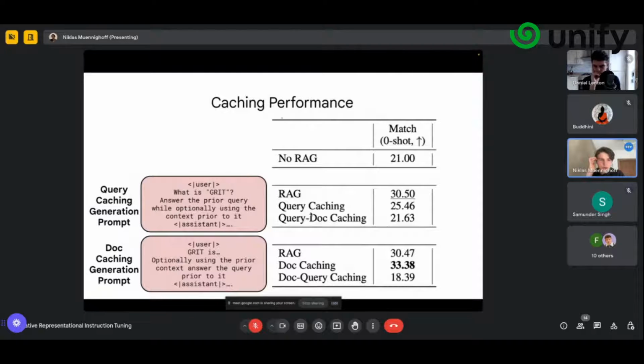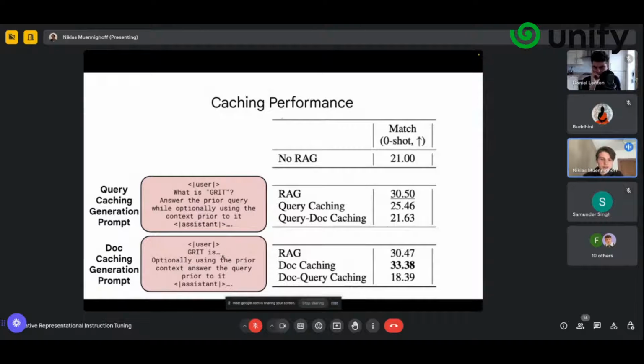First, it might help to take a quick look at the prompt on the left side. So for query caching, the prompt looks something like this. Not depicted in the prompt is what's cached. So the document is cached. And then the user, for example, asks some question, what is grit? And then we tell the model to answer this query using the context that has been cached prior to it, and then it generates its answer.